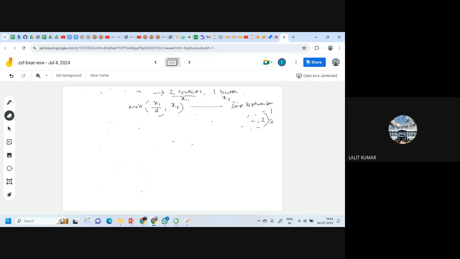So from the quiz point of view, remember this only, that if something is given 2 here, and here 1 is given, then this becomes x1 by 2. This, remember.